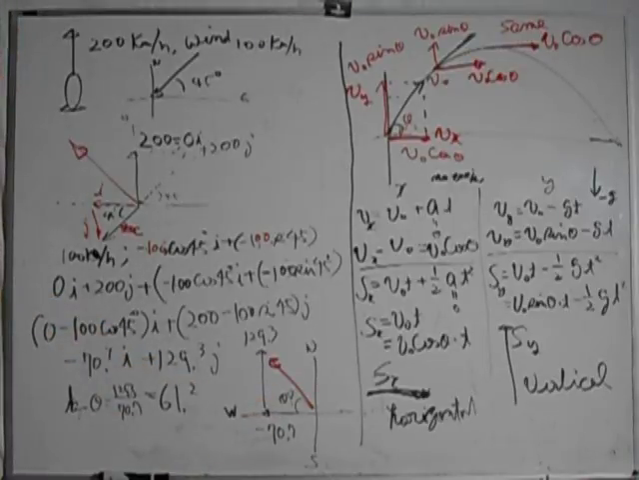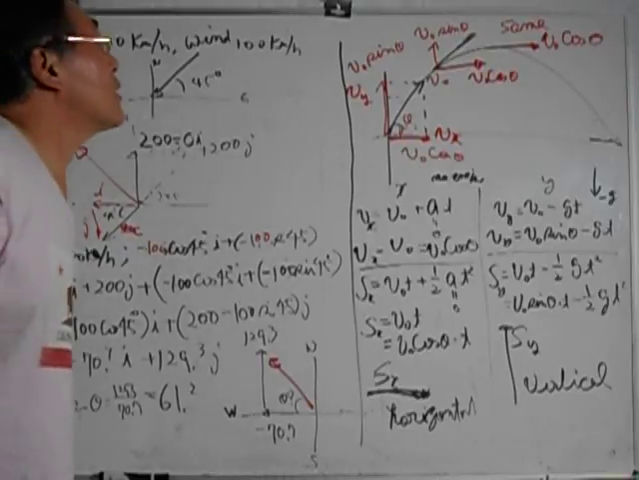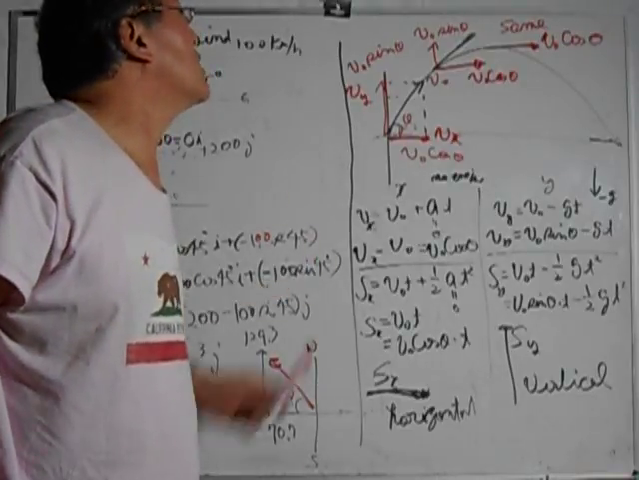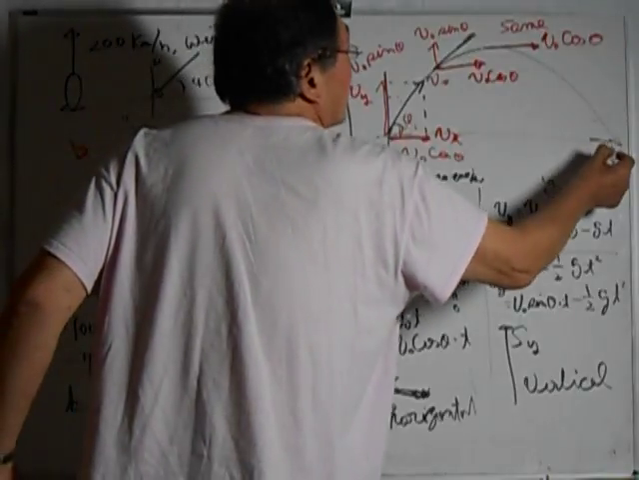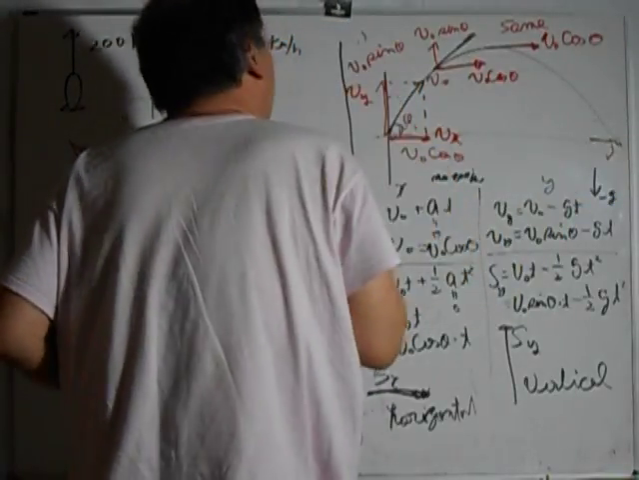Okay, and so now you're familiar with the direction. It's the same idea. Okay, we can say this is I, we can say this is J.